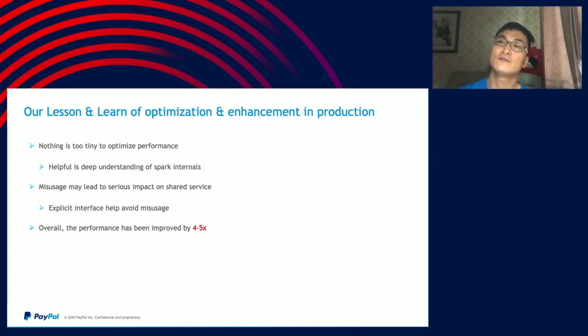Here are our lessons learned from the optimization and enhancement part. First thing I want to say is, to meet our strict SLA requirement, nothing is too tiny to optimize our performance. We are willing to do anything to optimize our application. And during this process, I feel that it is really helpful for a Spark application developer to understand the Spark internals deeply. It is very helpful for Spark optimization and also for enhancement.